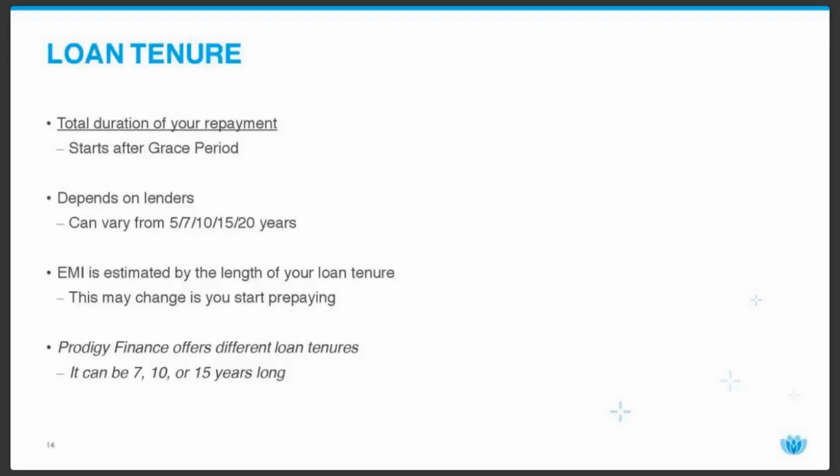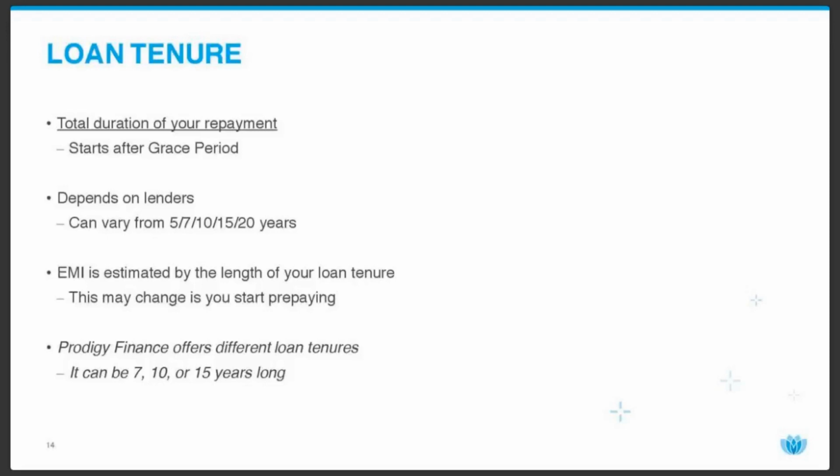So this slide is talking about loan tenure. So essentially understanding what is the total duration of the repayment. Now remember that your loan tenure starts after the grace period. So if you're studying for 24 months and you have a 6-month grace period, your repayment starts 6 months after that, and that is your loan tenure. So it can vary from lenders. It can be 5, 7, 10, 15, or 20 years.